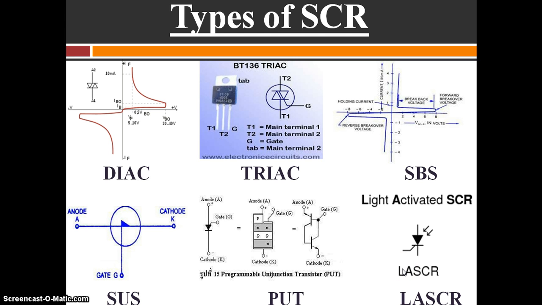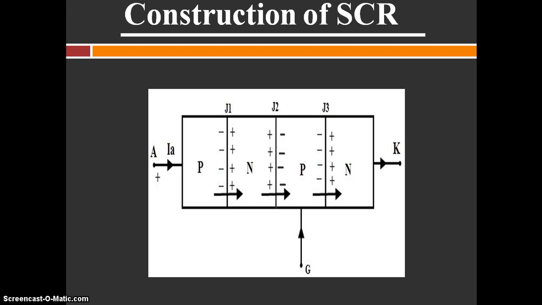There are different types of SCR. First ones are diac, triac, SVS, LASCR, PUT and SUS. The different types of SCR, with their terminals, are shown here. Then the construction of SCR.